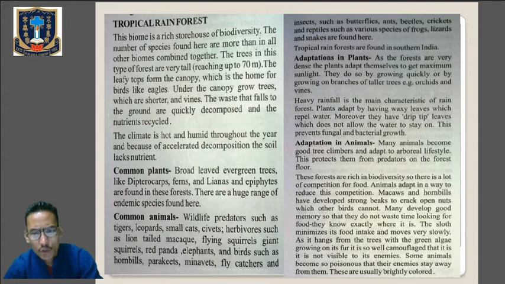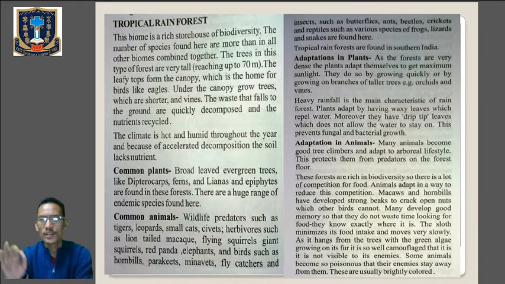First of all we will discuss the first biome, that is tropical rainforest, page number 28. Here we see the characteristics of the tropical rainforest, the plants and animals which are present in this rainforest, and the adaptations which are seen in the plants and animals. No need to go into in-depth knowledge. So let's see the characteristics of the tropical rainforest.